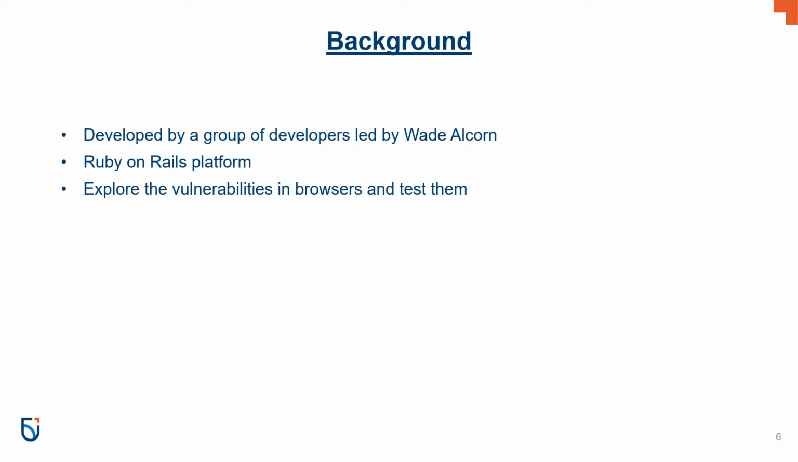Well, regarding the background, this tool was developed by a group of developers led by Wade Alcorn. Built on the familiar Ruby on Rails platform, BeEF was designed to explore the vulnerabilities in browsers and test them. In particular, BeEF is an excellent platform for testing a browser's vulnerability to cross-site scripting and other injection attacks. BeEF can generate a link that can track the target and even run modules to both escalate permissions and gather more information about the person behind the computer.